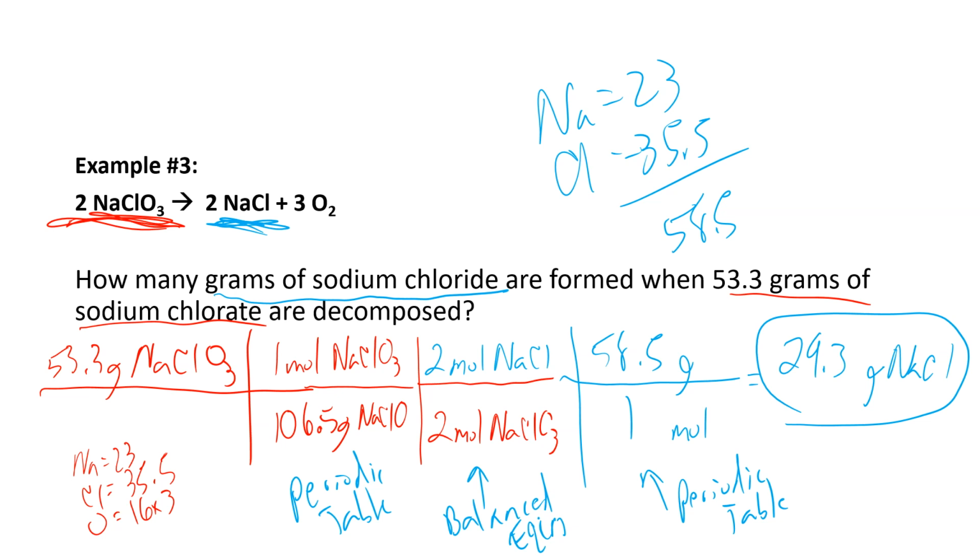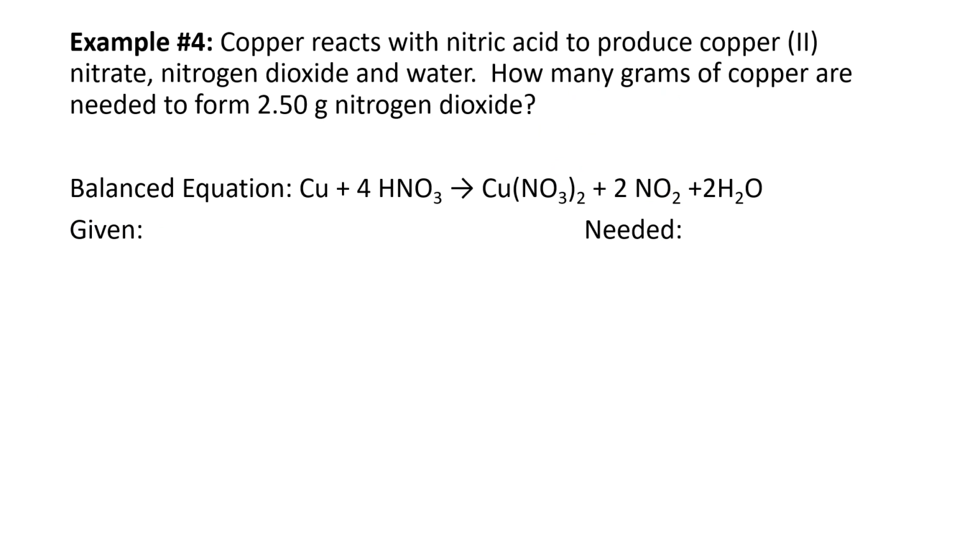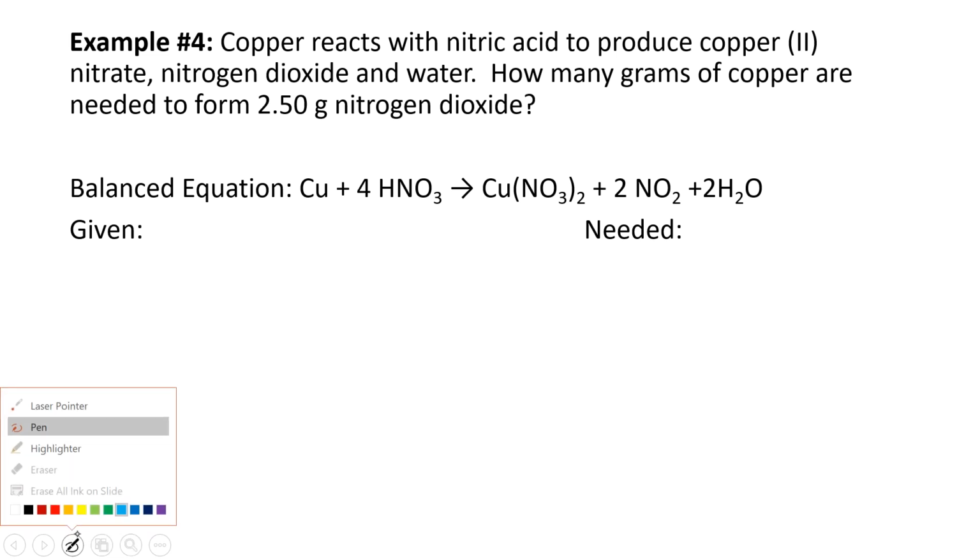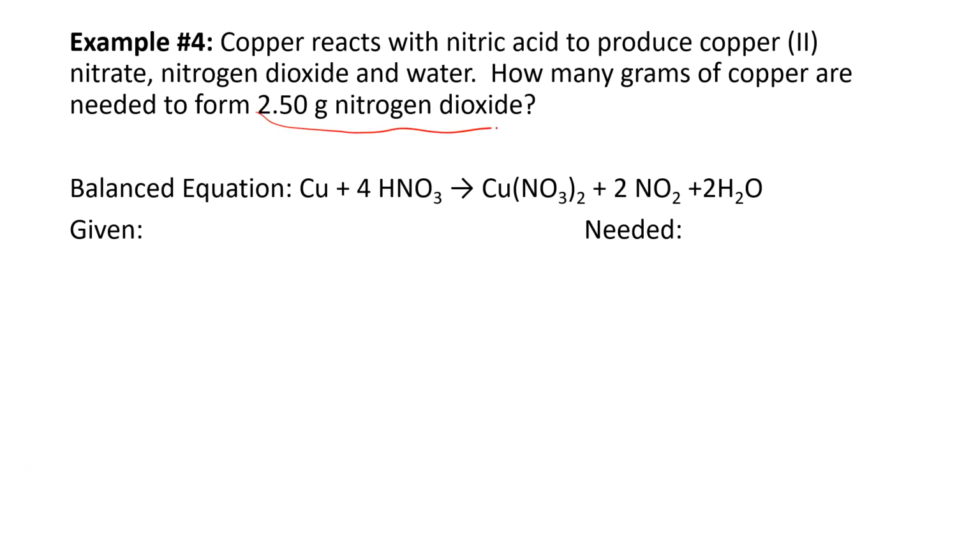The last one on your notes here is that copper reacts with acid to produce copper 2 nitrate. So in this case, we have the 2.50 grams of nitrogen dioxide. So we're starting here, 2.50 grams of nitrogen dioxide, which is that one. And we want to know how many grams of copper are needed. So somebody orders 2.5 grams of nitrogen dioxide, and we want to know how many grams of copper we need to go get. So our given is the 2.50 grams of nitrogen dioxide, and we're going to start there.